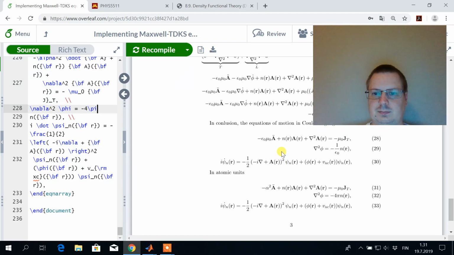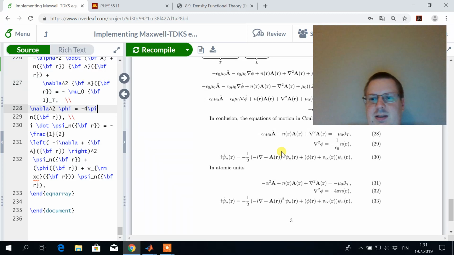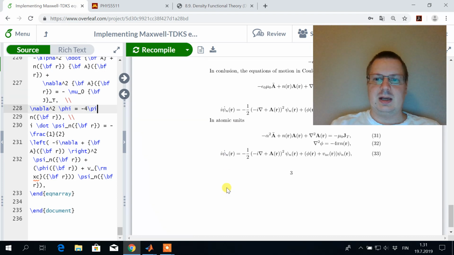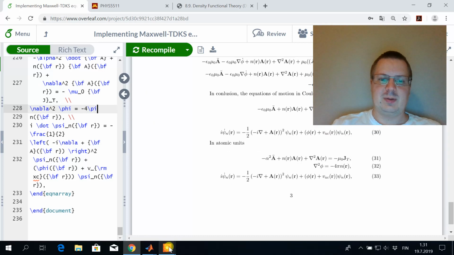So I think that's pretty much it. And I think now it's a good time to stop the video and then start again with the implementation video.